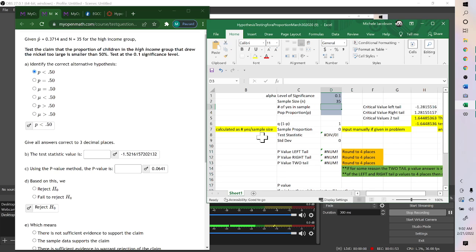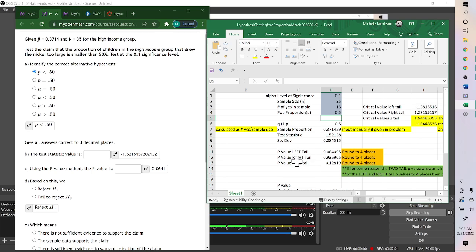Take 35 times 0.3714 and we get 13. And population proportion, that's from your hypothesis, so it's 0.5. Test statistic, right here, negative 1.52, right there, same.